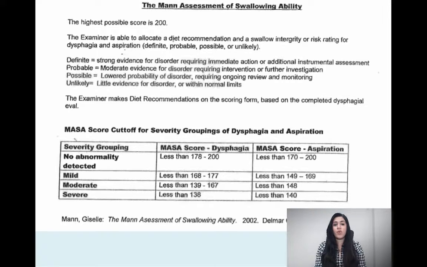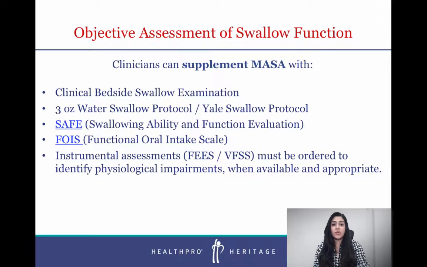So if you get a score of 142, you can say that indicates the patient has moderate or moderately severe oropharyngeal dysphagia, a moderate risk of aspiration, and hence the diet recommended is maybe a mechanical soft diet with nectar thick liquids. You can use the MASA for your standardized assessment section in your plan of care and then supplement that with subjective information in the form of a clinical bedside swallow exam.